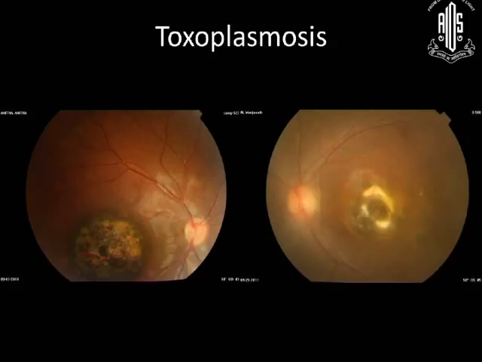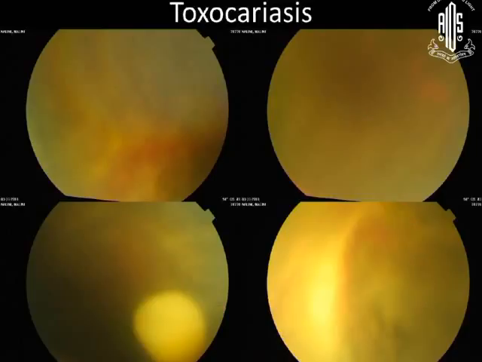So this is another child, 12 years of age, presenting with a lot of inflammation and a mass lesion. So any differential diagnosis? This can present like an endophthalmitis. We can think of it as a retinoblastoma, but then the inflammation doesn't look like vitreous cells. A yellow mass lesion is here. So what you're looking at is toxocariasis.